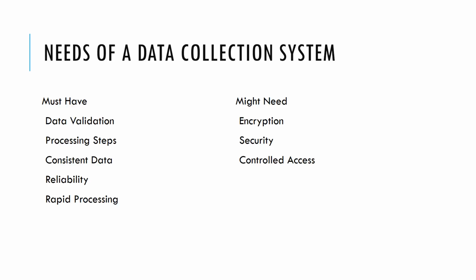Controlled access would be the last piece that the data collection system might need to consider. In this case, users may have defined roles based on their own responsibilities within the organization that would limit their access to only certain pieces of data and may limit their access to what they can enter, change, update, or delete within the process.